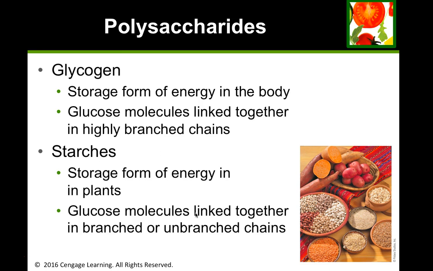Now, glycogen consists of glucose molecules linked together in highly branched chains, whereas starches consist of glucose molecules linked together in either branched or unbranched chains. Glycogen is found to a limited extent in meats, but not at all in plants. It plays an important role in the body, however, because it stores glucose for later use.